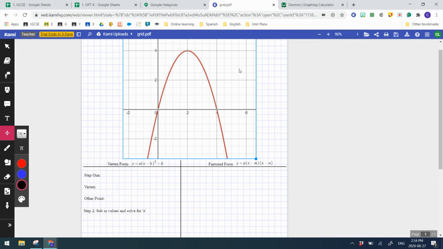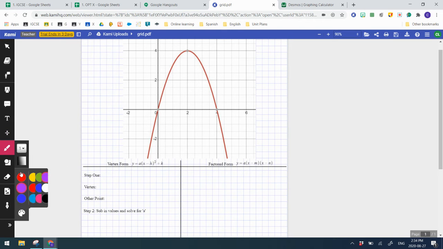So I have a parabola here. I want to know what equation made that parabola. So you can see step one here, I need to first identify what is my vertex, and then I need to find some other point on my graph. Remember, vertex is always the highest or lowest point. So here's my vertex.